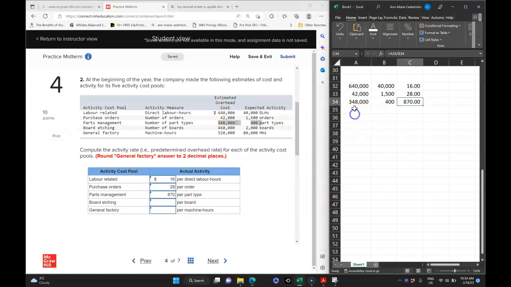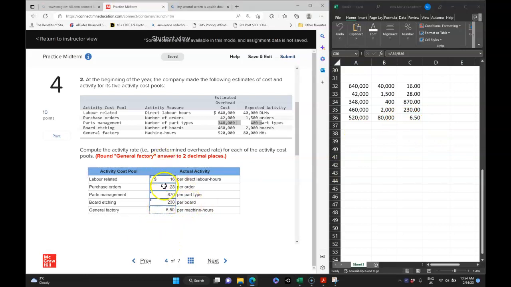Then my board etching is just taking my $460,000 in boards and dividing that by the 2,000. So that gives me 230. And then my general factory is just based off of machine hours. So I'll take 520,000 estimated dollars in machine hours for general factory and divide that by the 80,000 machine hours. And it just did the math for me. So that's $6.50. So these are called the predetermined overhead rates.